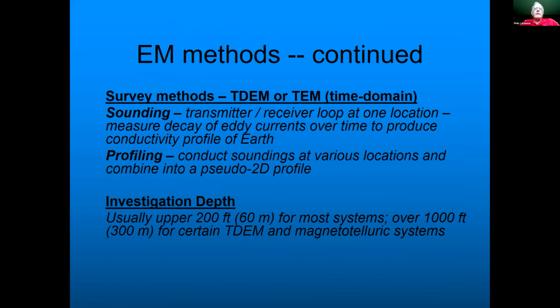So there's two basic methods for EM. One is called time domain. The other one is just basic profiling. You can use EM methods to do the same thing you do with normal resistivity. It's just more expensive equipment. Personally, I like the time domain systems. We've used those in Mexico to look for the saltwater freshwater interface. It's really worked well, but it is expensive and it requires expensive software to analyze.